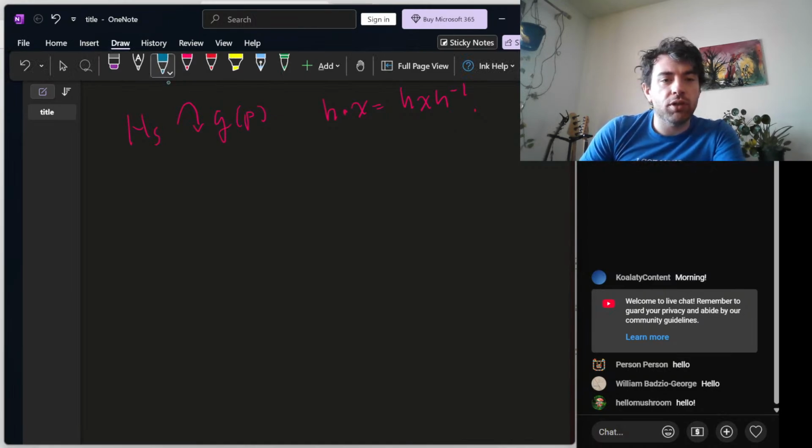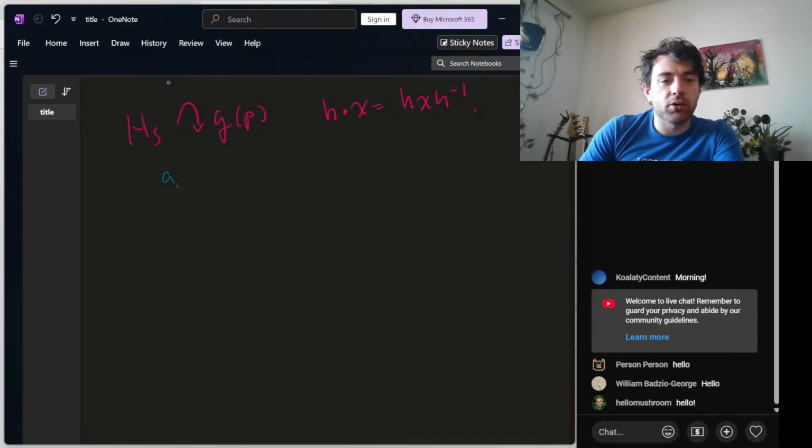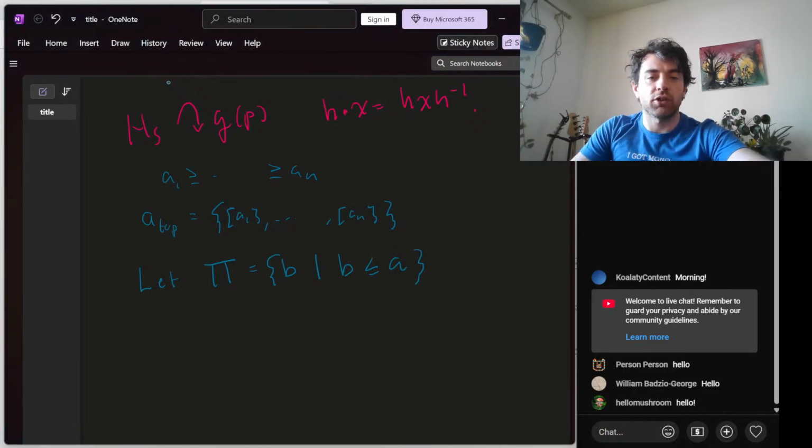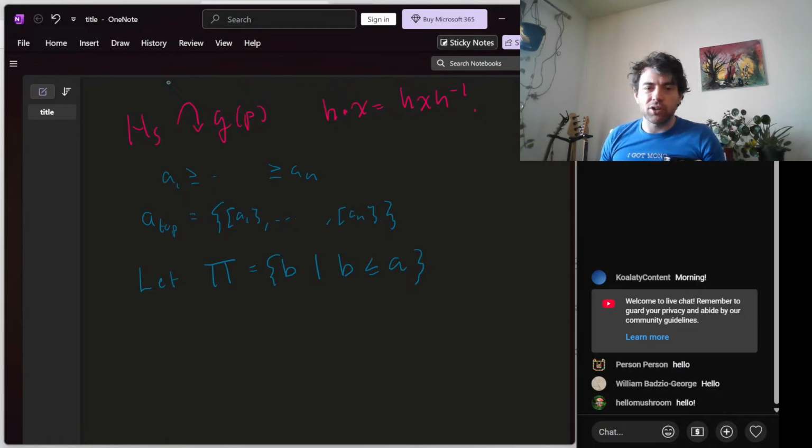But then also we know that these numbers define a multi-segment. Maybe we'll call it a top, where it's just a bunch of singleton segments. And maybe we could let capital Pi be the collection of all multi-segments B, where B is obtained by some sequence of simple operations from A. That's something I was talking about yesterday, the day before, I think both.